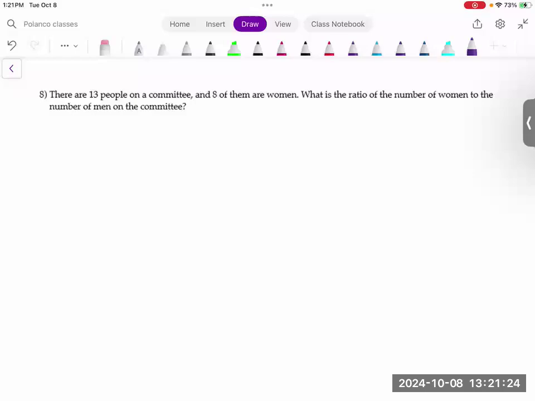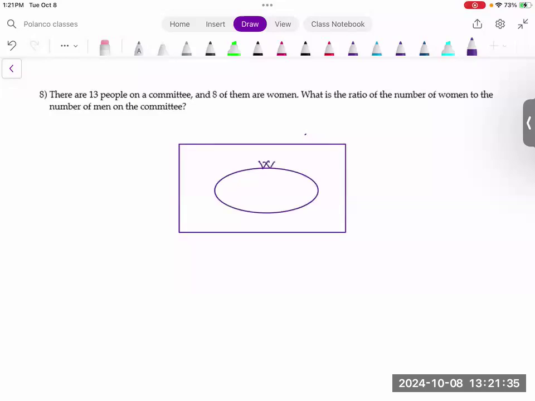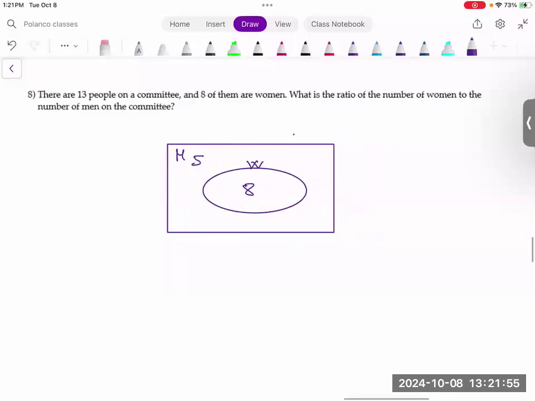Okay, number 8. There are 13 people in a committee. I don't really need to do anything, but I can do the Venn diagram and here the women, for example. There are 8 women, 8 in here. So how many men? Or how many outside? 13, that means 5 outside here, right? So basically, this is the men and those are the women. And then what's the ratio of number of women to men? So women divided by the number of men, that's going to be 8/5.